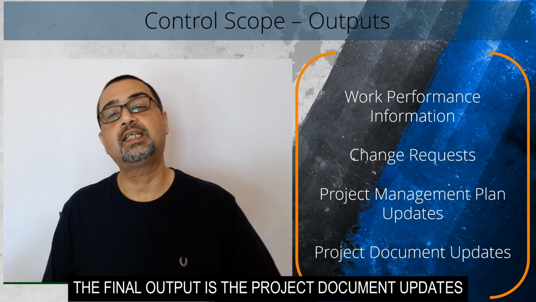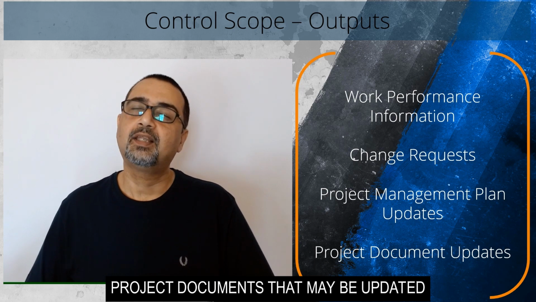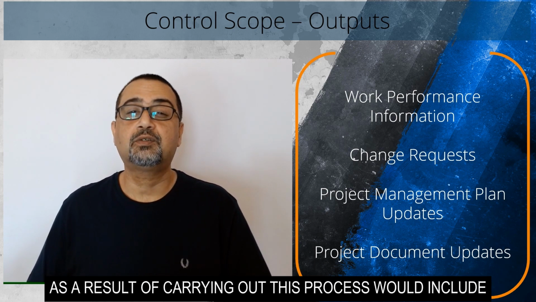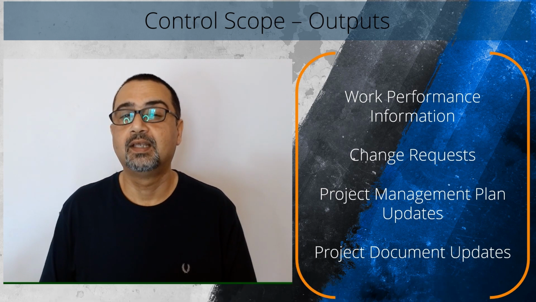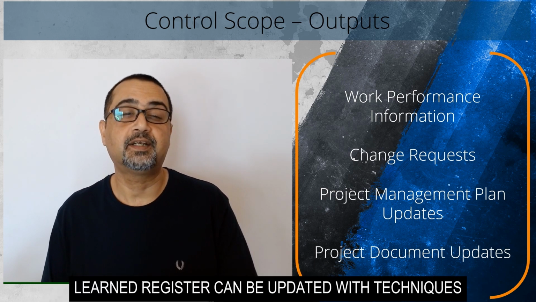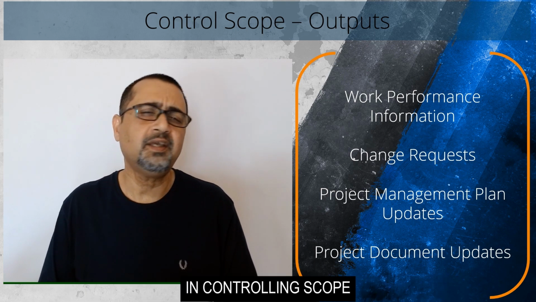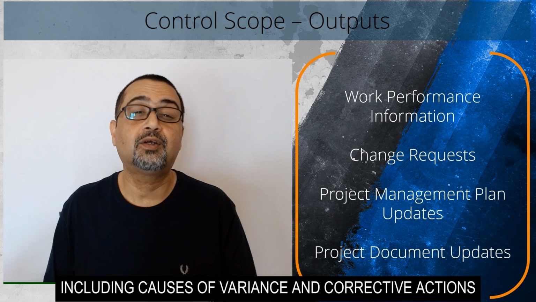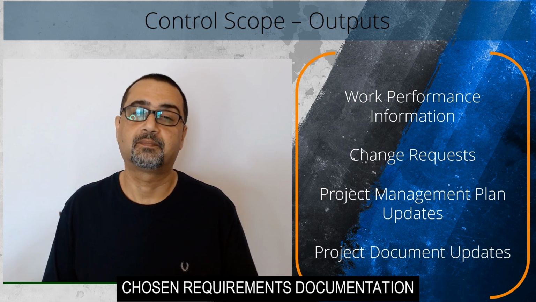The final output is the project document updates. Project documents that may be updated as a result of carrying out this process would include the lessons learned register. The lessons learned register can be updated with techniques that are efficient and effective in controlling scope, including causes of variance and corrective actions chosen.